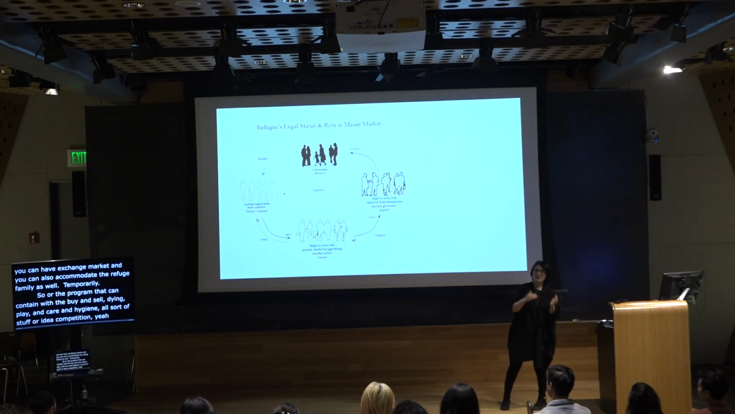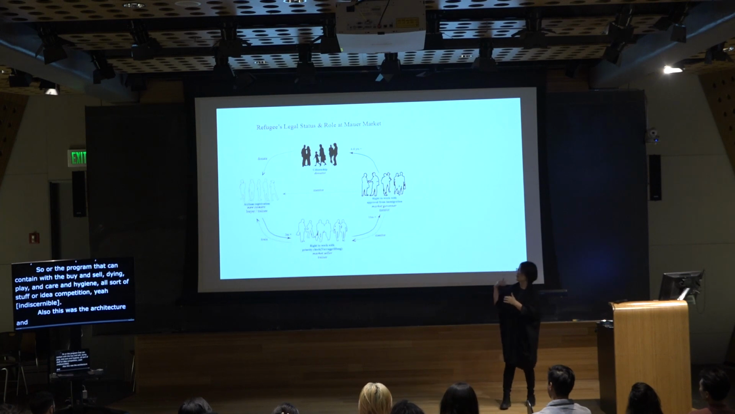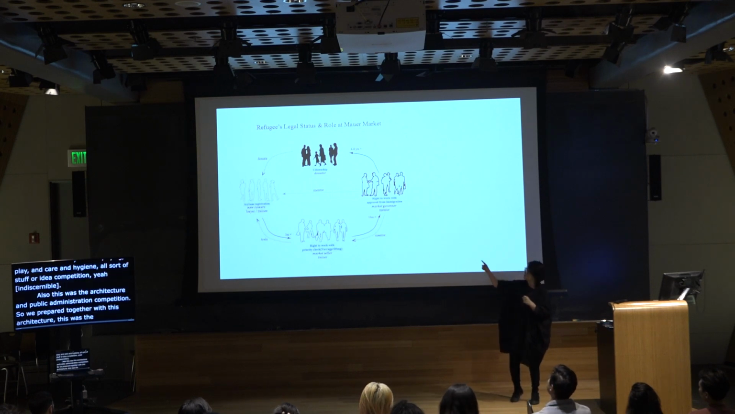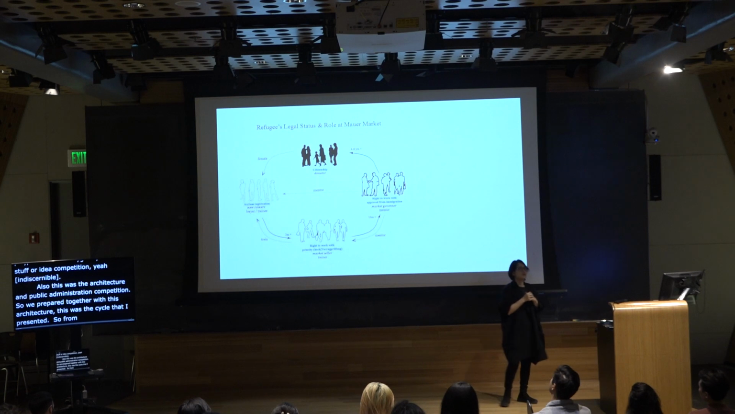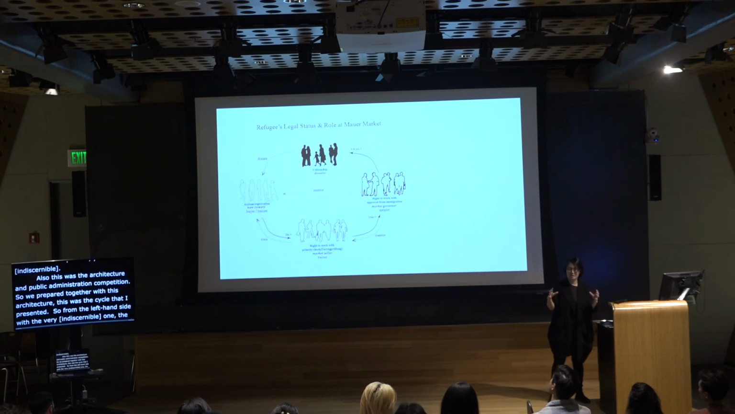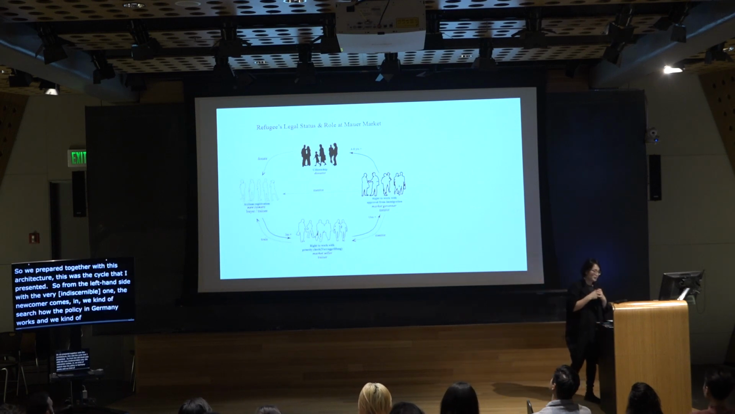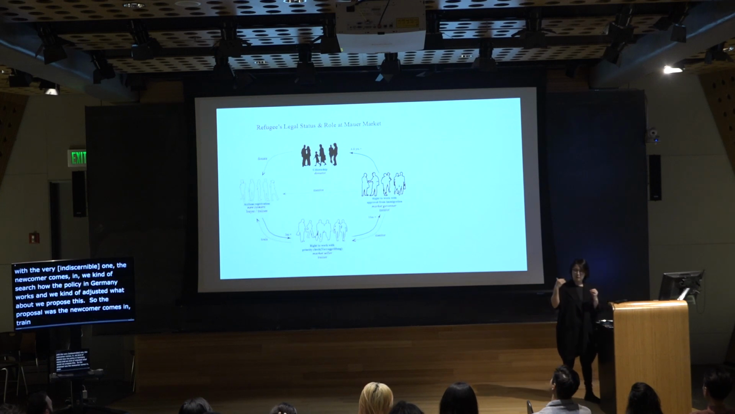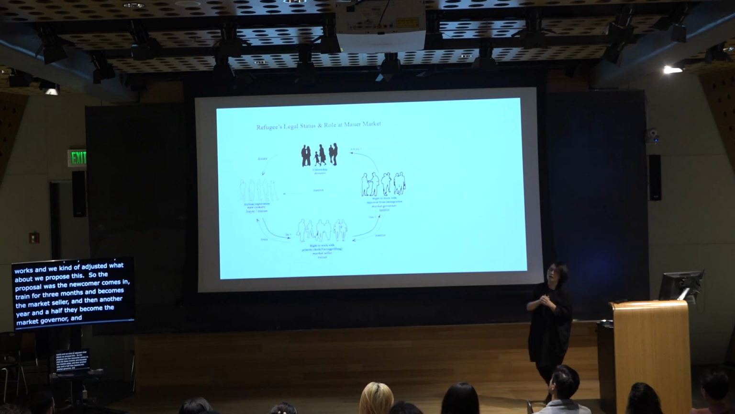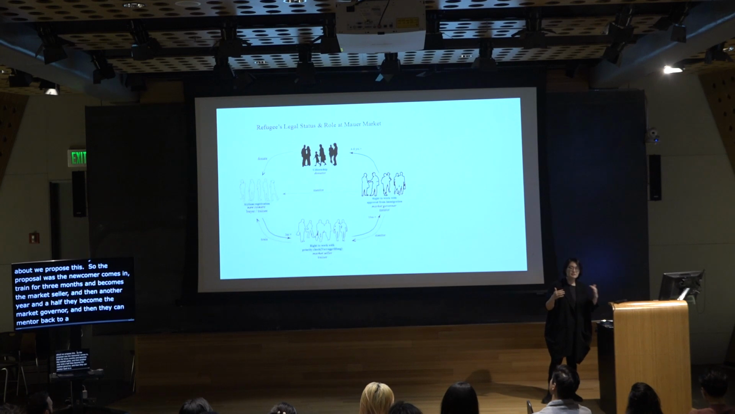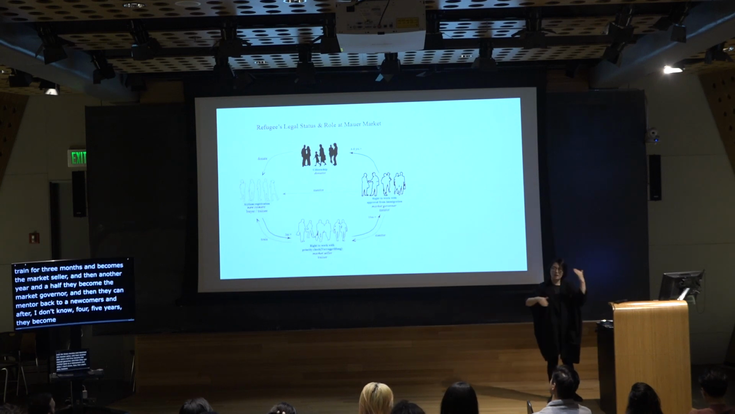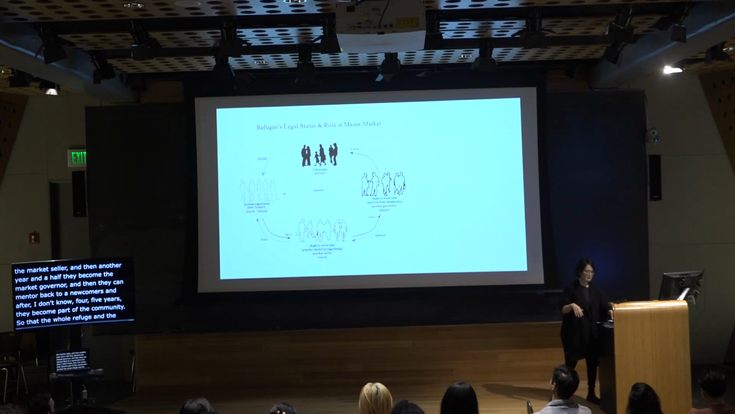This was also an architecture and public administration competition, so together with the architecture we proposed this cycle that I presented. From the left-hand side, the newcomer comes in. We searched how the policy in Germany works and then adjusted it. The proposal was that the newcomer comes in, trains for 3 months and becomes a market seller. Then for another year and a half, they become the market governor, and then they can mentor the newcomers. After 4 or 5 years, they become part of the community, so that the whole refugee and local community can work in a cycle.